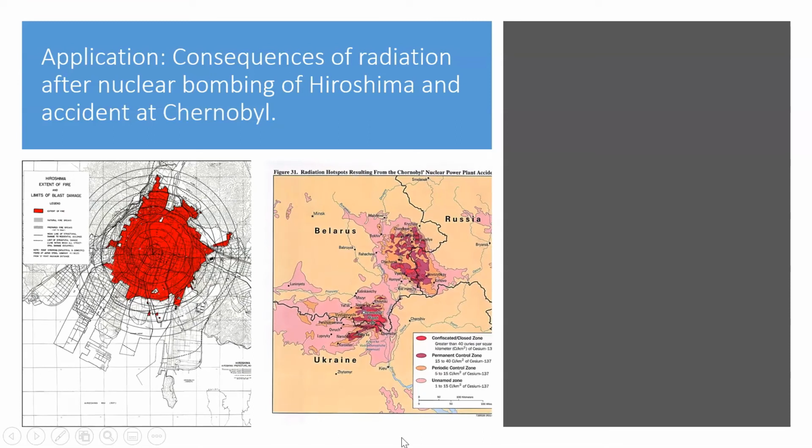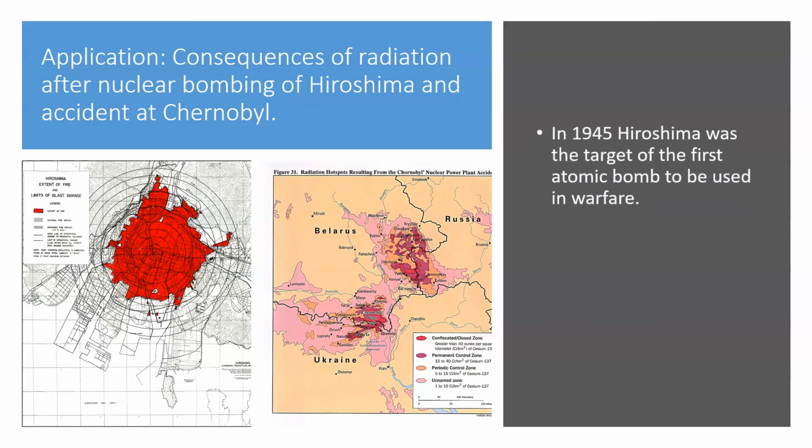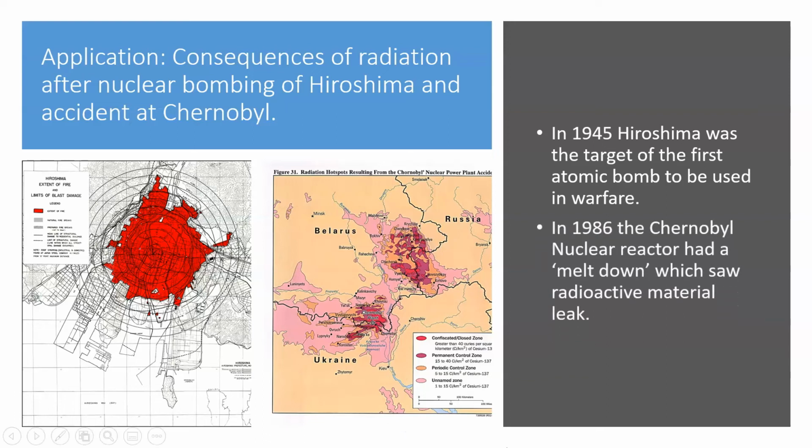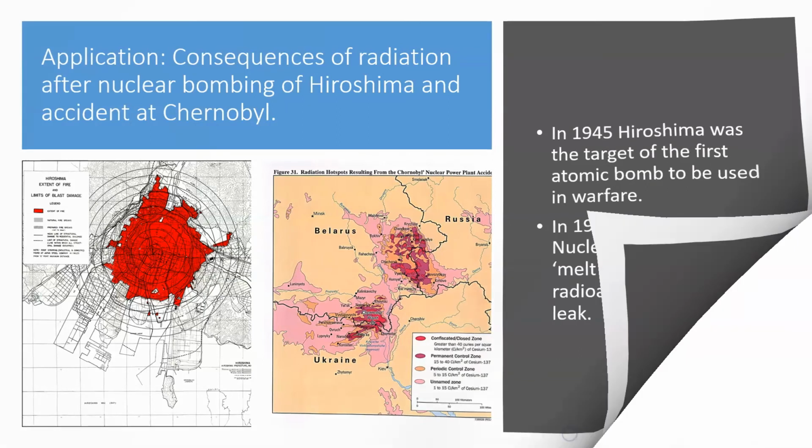Alrighty, so one of your applications is that you can discuss the consequences of radiation after the nuclear bombing of Hiroshima and the accident of Chernobyl, and we'll look at this further in class. But just an outline, Hiroshima in 1945 was the target of the first atomic bomb to be used in warfare. And then Chernobyl in 1986, a nuclear reactor melted down, and there was a massive radiation leak.